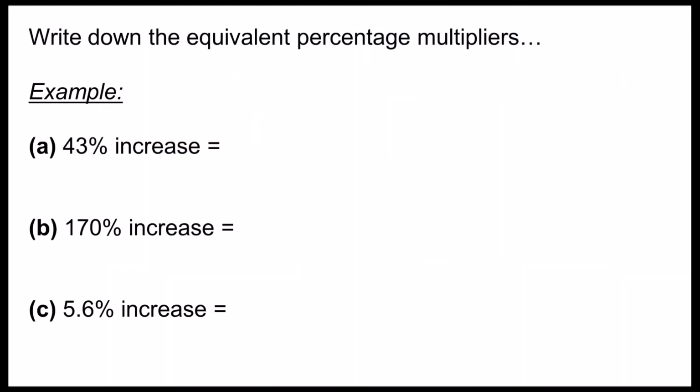Next, we need to think about the equivalent percentage multipliers if we are increasing by a percentage. The best way to demonstrate this is through an example. So let's have a look at A. Because I am increasing an amount by 43%, this means I have the whole of the original amount, that's 100%, plus an extra 43%. That means what I end up with is 143% of what I started off with.